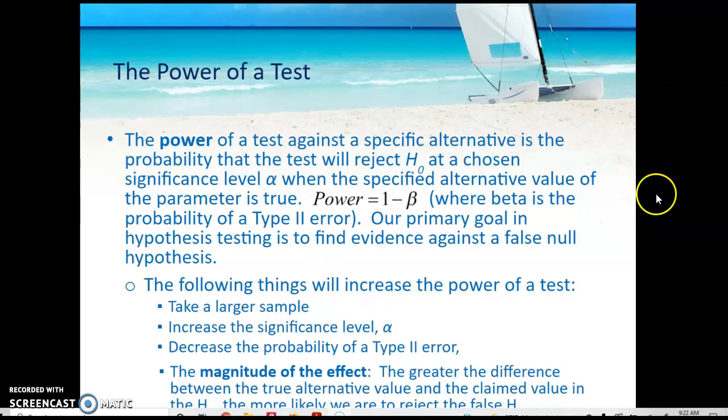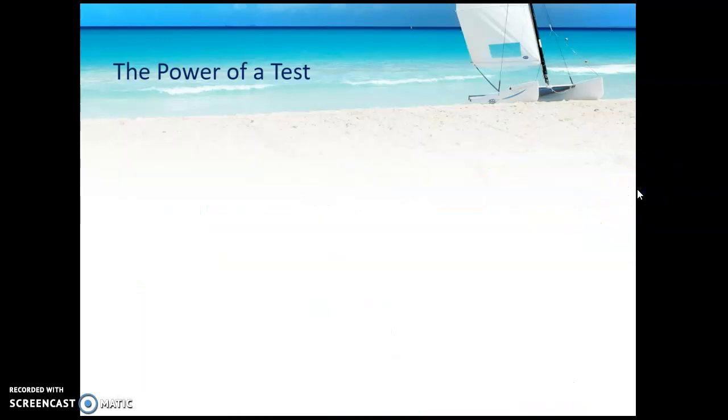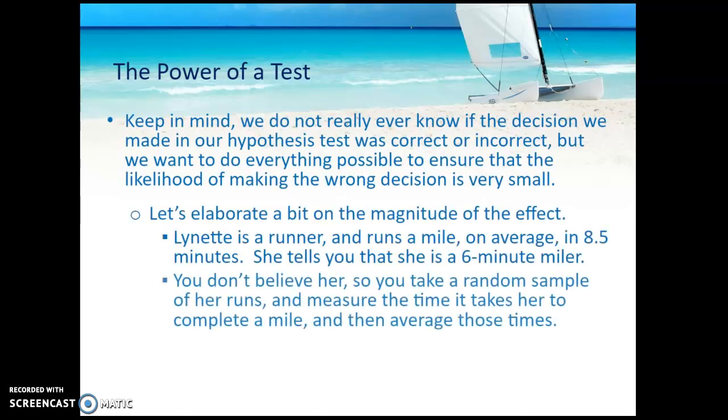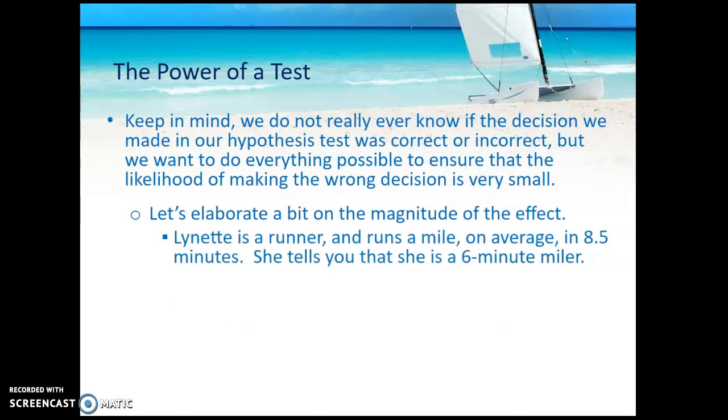Let me give an example here, and I've given this in class before. I used the example in class last week about me claiming that I'm a 6-minute miler. I'm really not a 6-minute miler. I'm nowhere near that fast at my old age. I'm more of an 8.5, 9, and on a slower day, 9.5-minute miler. I'm not Speedy Gonzalez by any means.